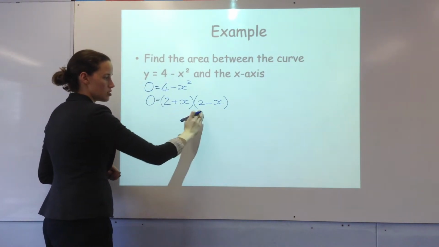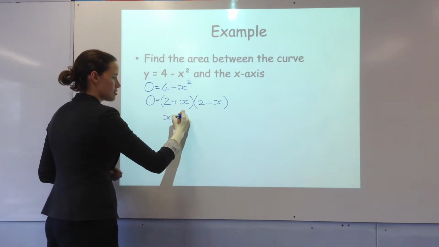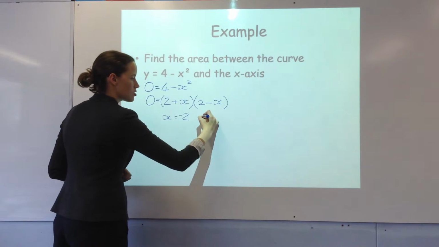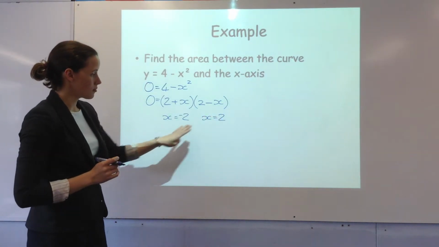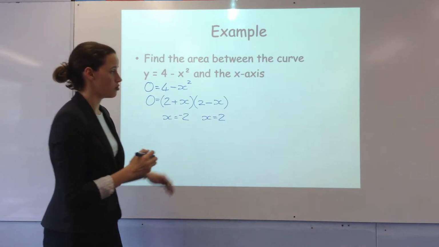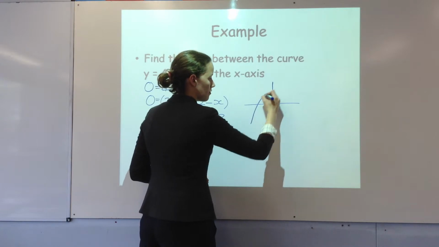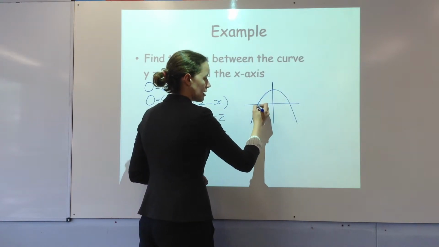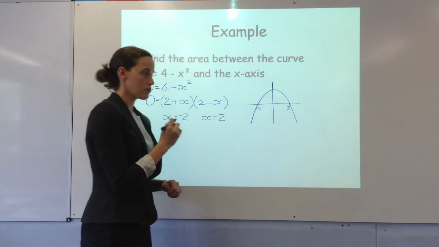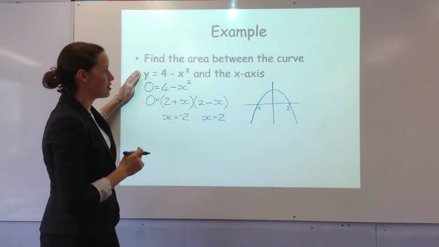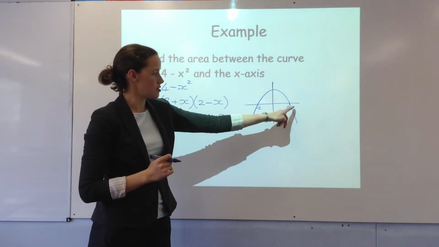Therefore, each of these brackets has to be equal to 0. For this one, x is equal to negative 2, and for this one, x is equal to 2. So actually, my random graph wasn't too far away. I know that the shape of the graph is an unhappy face, and I now know that this point is at negative 2, and this point is at 2. And what they've asked me to do is find the area between the curve and the x-axis.